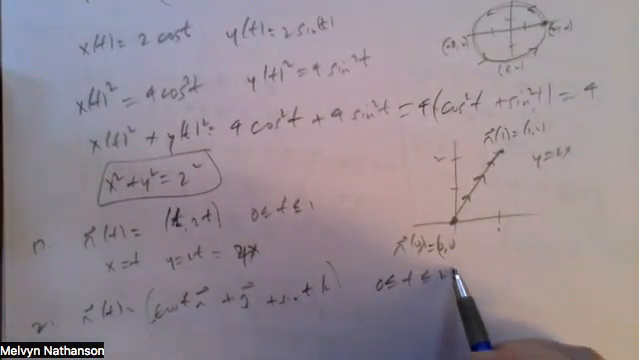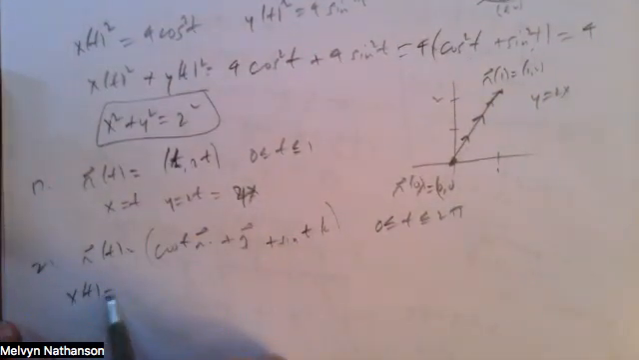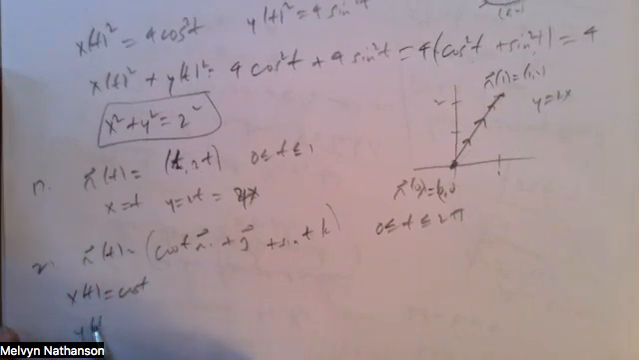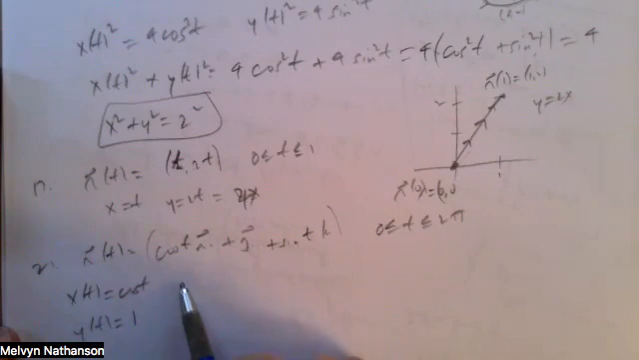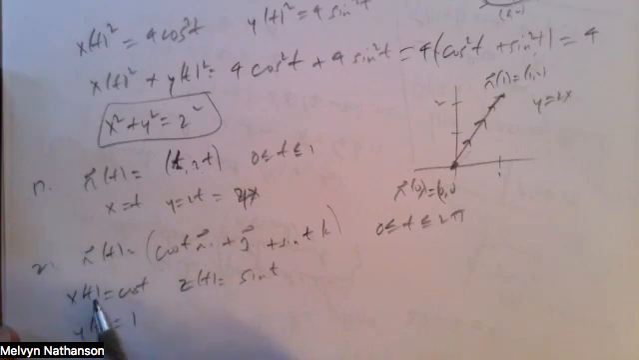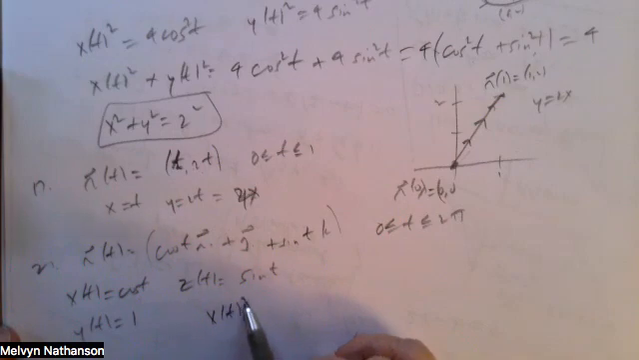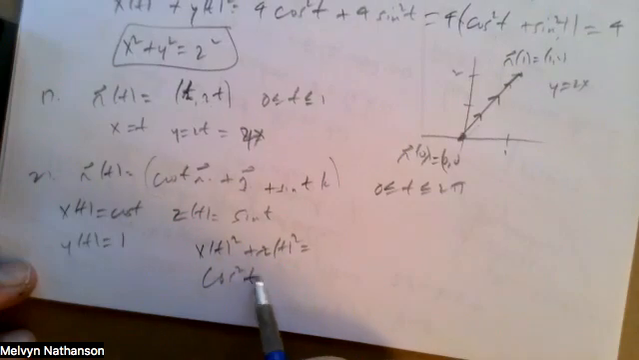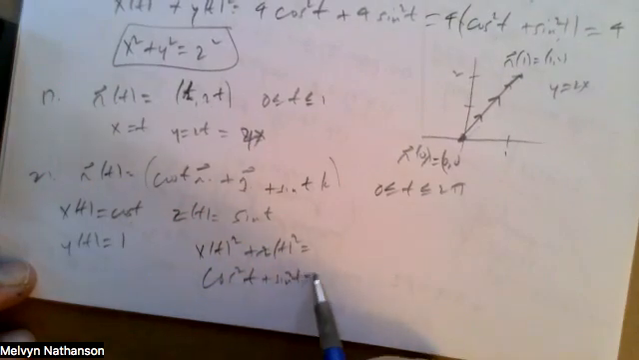As t goes from 0 to 2 pi. So in this curve, x of t is cosine t, y of t is always equal to 1, and z of t is sine t. And if x is cosine and z is sine, x of t squared plus z of t squared is cosine squared t plus sine squared t, which is equal to 1.